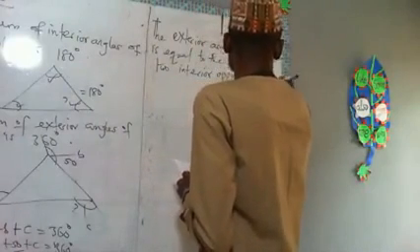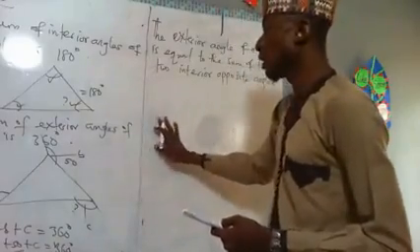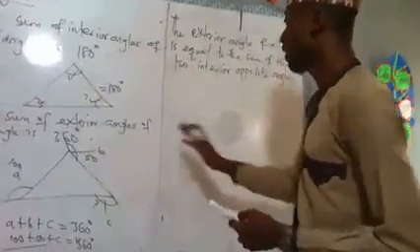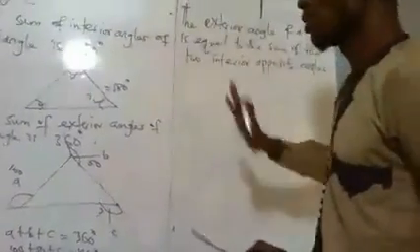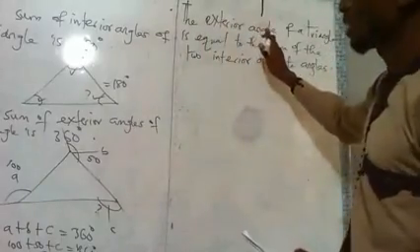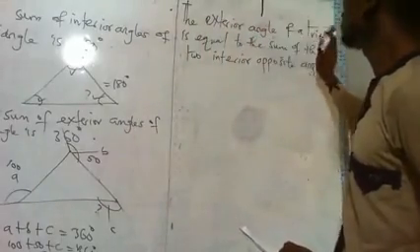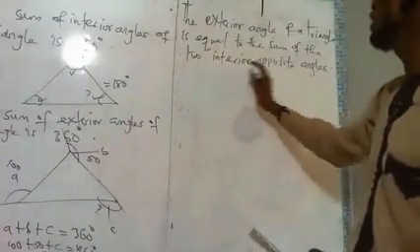So please take note of this. This should be at the back of your mind anytime you are calculating, and if you are calculating under interior and exterior. Once you know this, you don't have to waste time on any question. The exterior angle, you know what exterior angle means? The exterior angle of a triangle is equal to the sum of the two interior opposite angles.